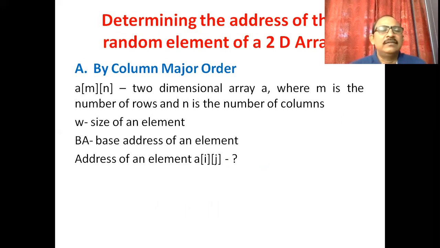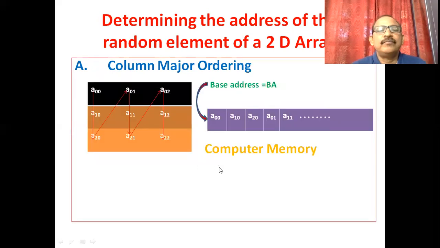Okay. Now let us see how we will determine the address of any element in column major order. Again, take a two-dimensional array A, M by N, where M is the number of rows and N is the number of columns. W is the size of an element. BA is the base address. Our aim is to determine the address of Aij. Again, here you can see this is the mapping. First, all elements of the first column are stored into the computer memory. Next, all elements of the next columns are stored into the computer memory in column major ordering.